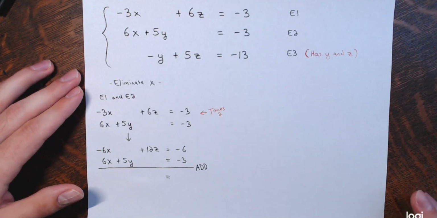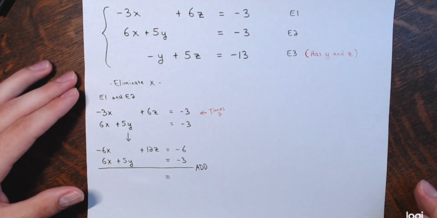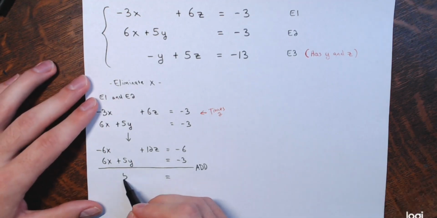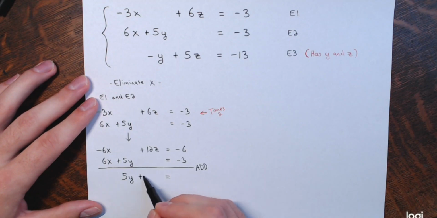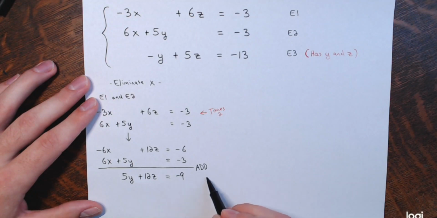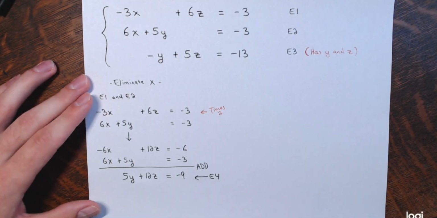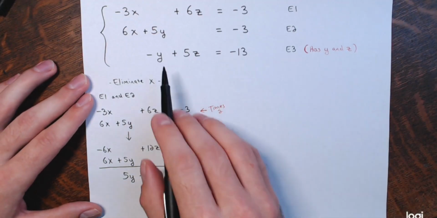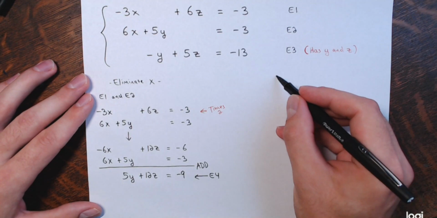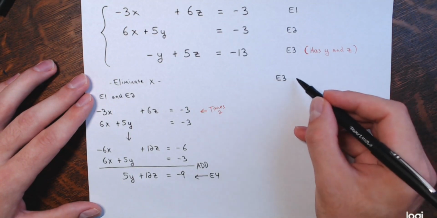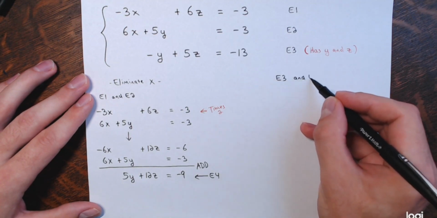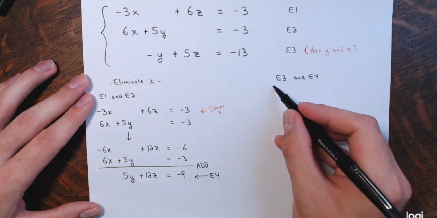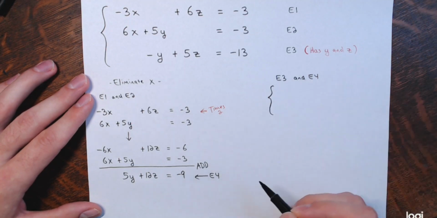And this new equation will have just y and z. It'll be 5y plus 12z equals negative 9. And I'm going to call this equation 4, E4. Now notice, equations 3 and 4 have just y and z in them, so they form a system of two equations and two variables, and you should know how to solve such a system.